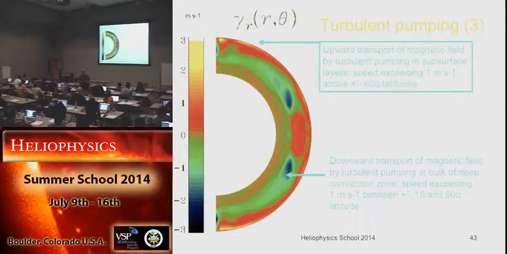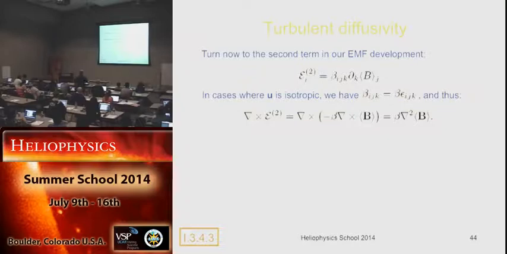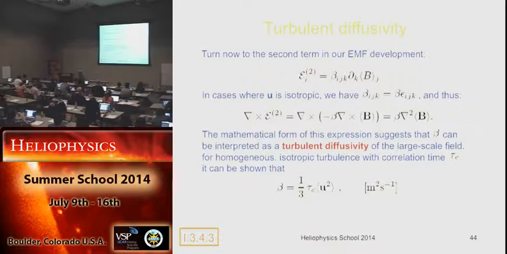Now you go to the next term in that series expansion, the term that depends on the derivatives of the mean field. And again, under the same approximation, you can calculate that this thing ends up being proportional to the square of the turbulent intensity. This is the famous turbulent diffusion that some of you might have heard about.